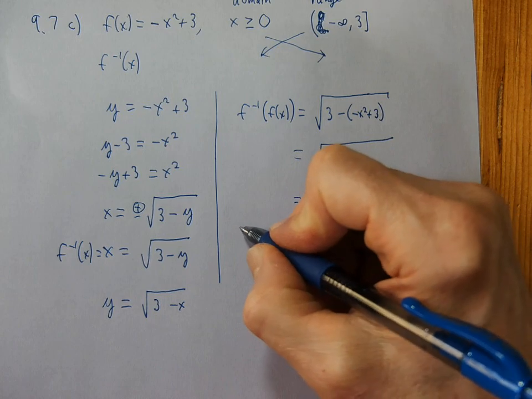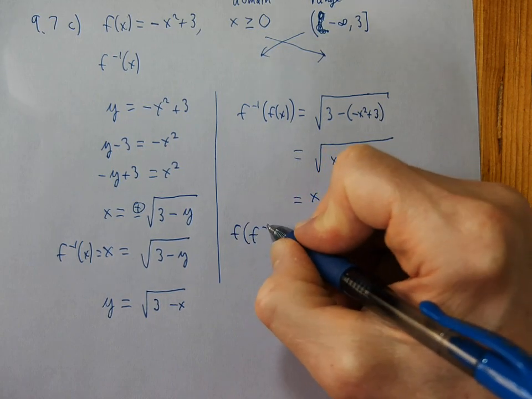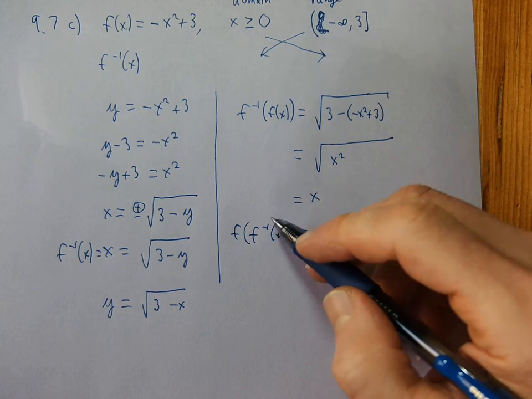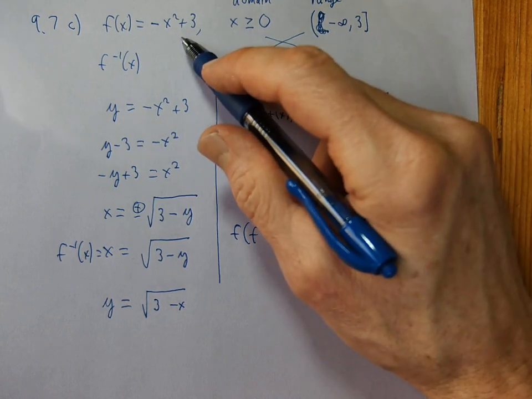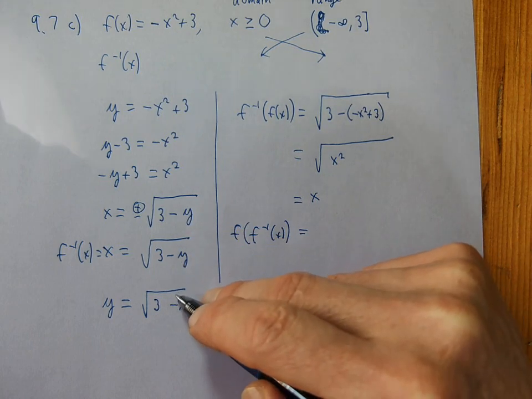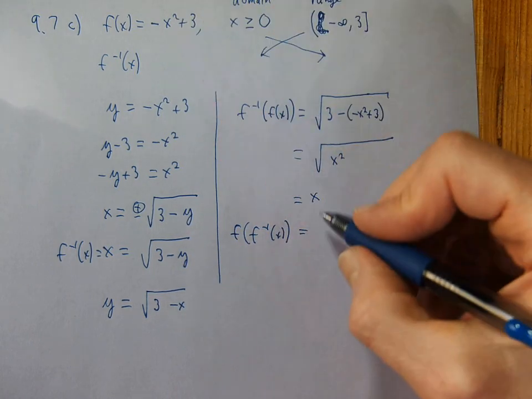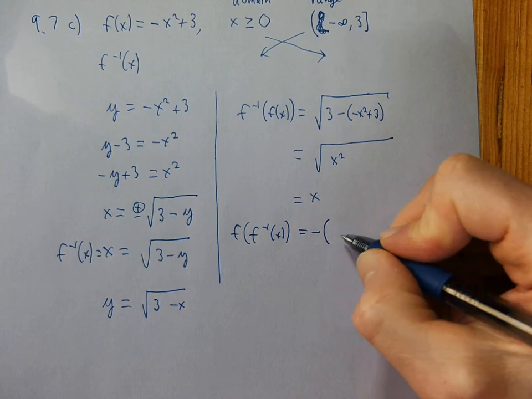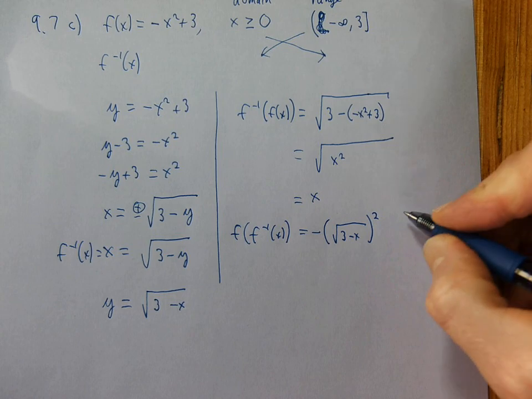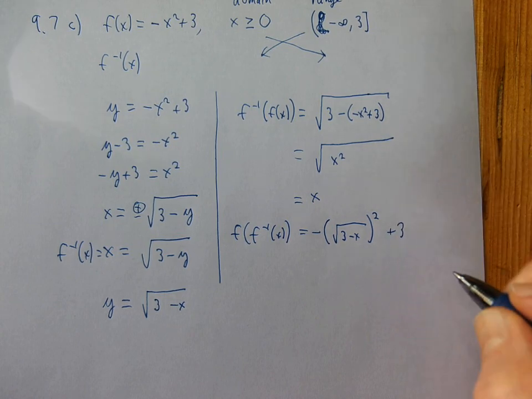Let's try it the other way. F of f negative 1 of x. Okay, so we take our function f, which is negative x squared plus 3. Everywhere there's an x, we plug in this. We plug in the inverse function. So it starts off as negative x squared. We plug in the inverse function, which is square root of 3 minus x squared plus 3.